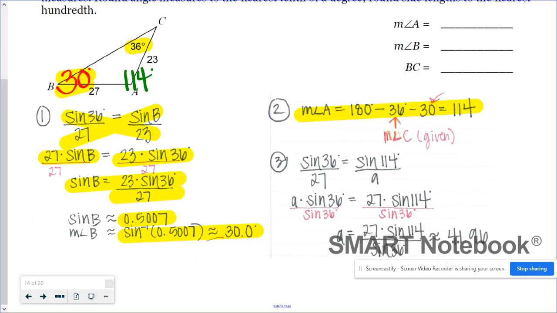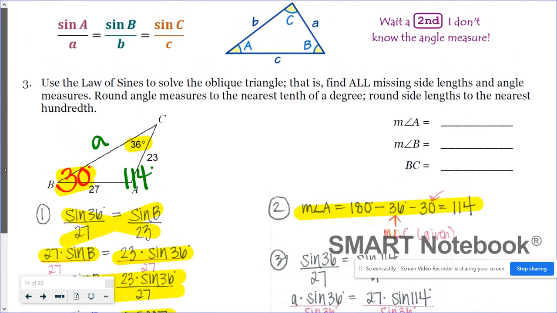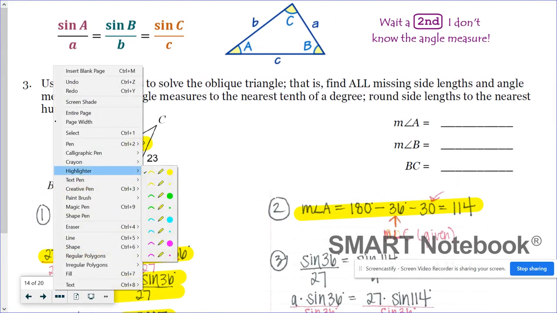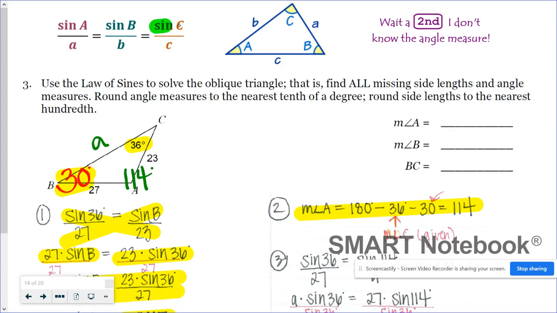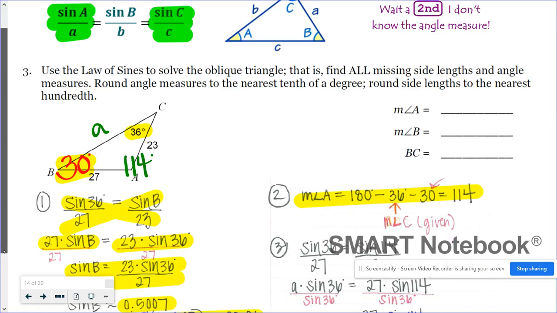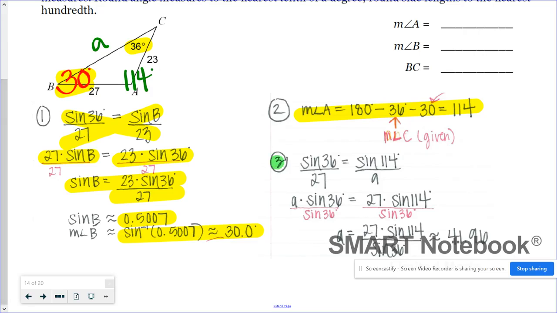Now all that I don't know is the length of side A, or side BC. I can still use what I started with initially. Remember, I knew the C ratio, so now I need to use that, and use the A ratio to find side A. That's what I'm doing here in step 3. The sine of 36 over 27, that's angle C and side C. The sine of 114, well, that's angle A. And then, of course, I have side A.